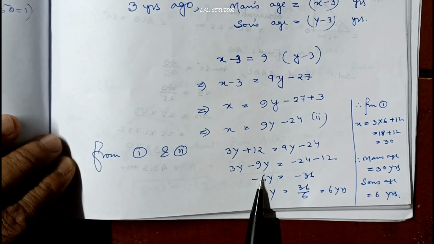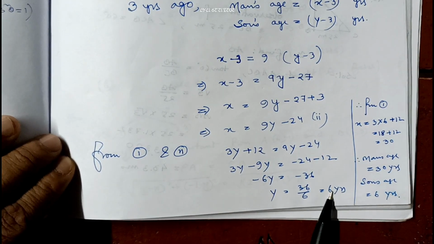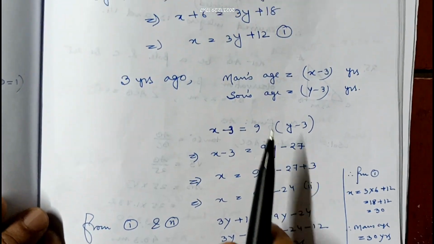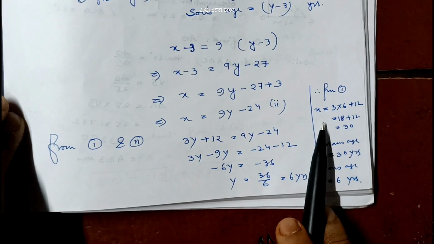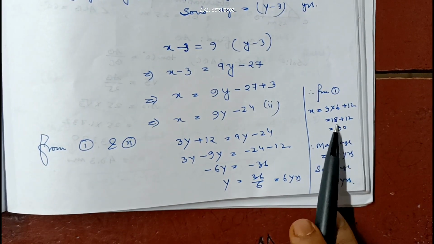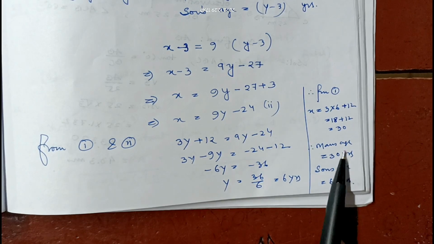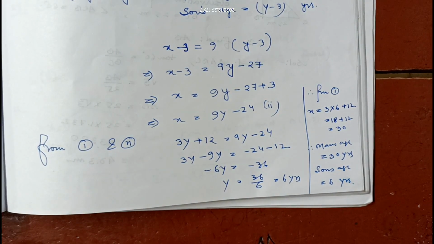So 3 minus 9 will be minus 6y is minus 36. So y will be 36 by 6, 6 years. So we got y equal to 6. Now if you put this in equation number 1, that is x equal to 3y plus 12. So from 1, x equals 3 into 6 plus 12. 3 sixes are 18 plus 12, 30. Therefore man's present age is 30 years and son's present age is 6 years.